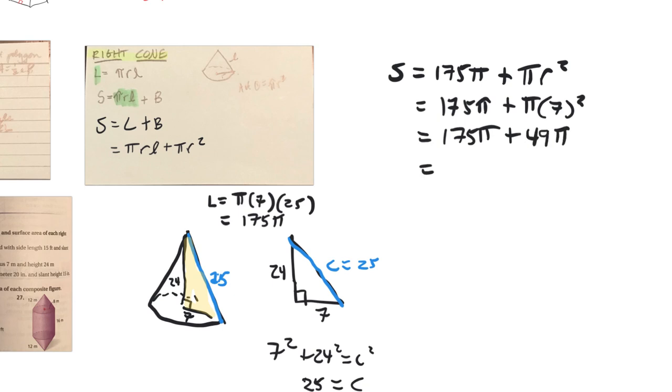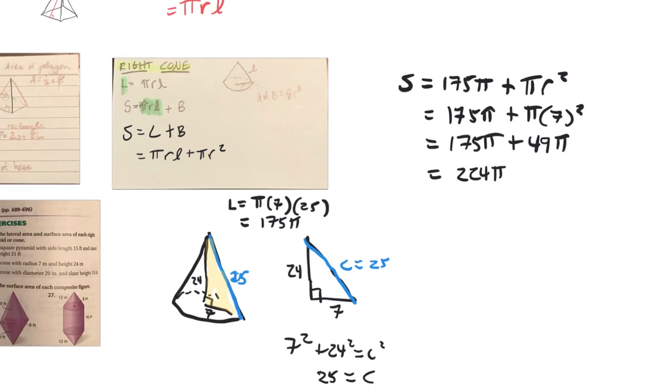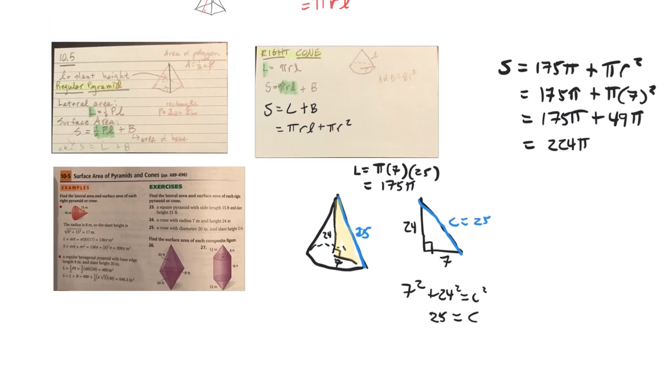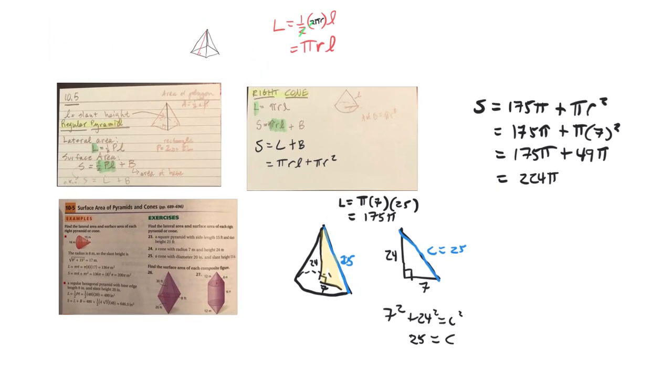And then when we add all that, it becomes 224 pi. Okay, so hopefully that's helpful for you. That is the surface area of that cone. And moving on to the next one.